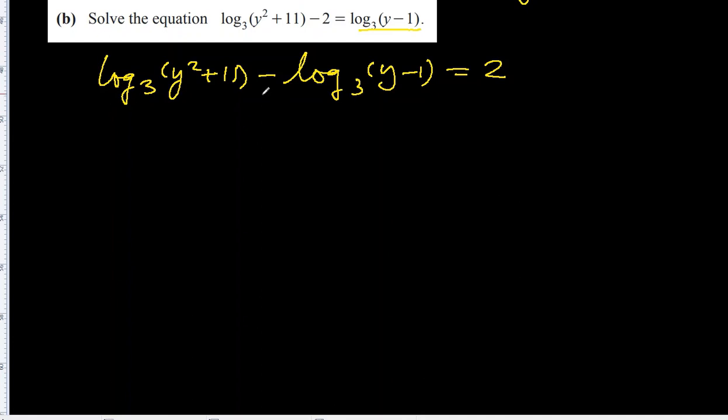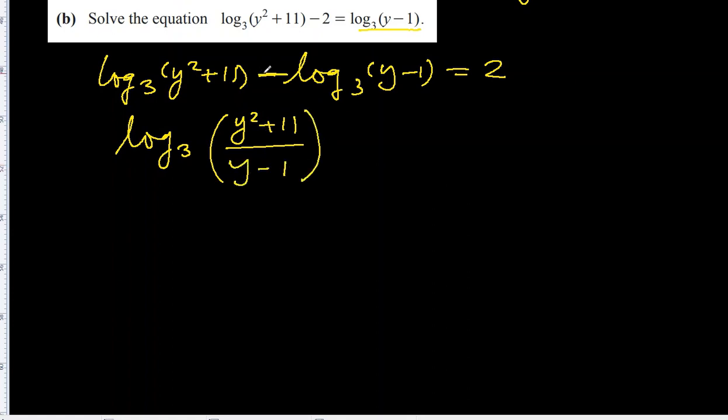Since both of them have the same base and they are logs and there is subtraction in between, we can combine them by this method. y squared plus 11 is the numerator and y minus 1 becomes its denominator because of this subtraction. That is the logarithmic rule, equal to 2. Now, I want to remove this log so that I can solve this equation.